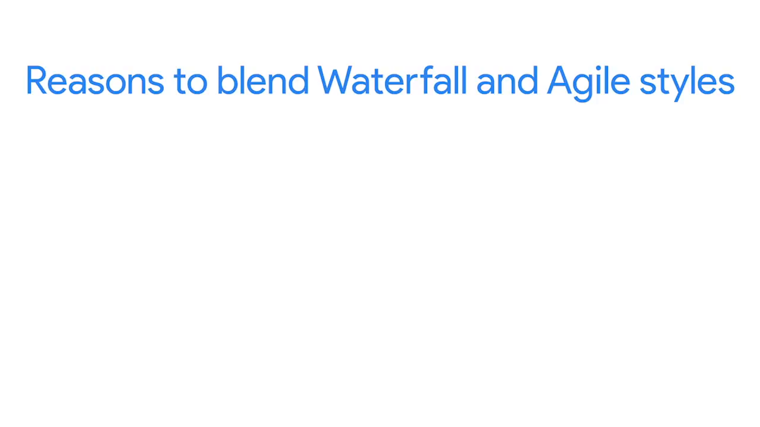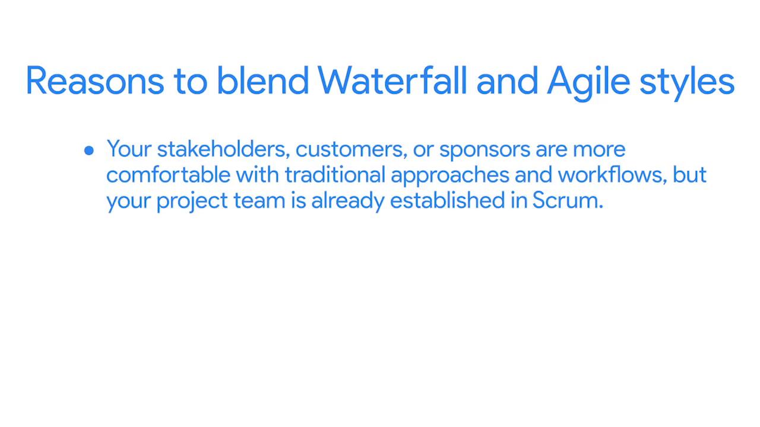So even though these two approaches have clear differences, blending them might make a lot of sense, depending on the type of project or project team you're working with. Here are some reasons you might want to blend Agile and Waterfall styles. Your stakeholders, customers, or sponsors are more comfortable with traditional approaches and using workflows, or delivering traditional work products is easier for them to understand and follow. But your project team is already established in Scrum and they wish to continue.